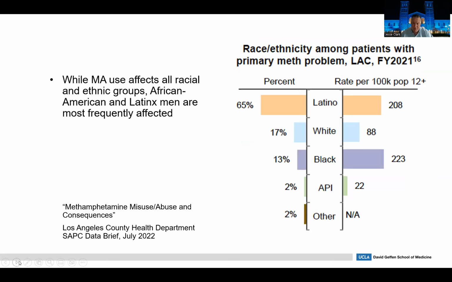And you can also see the racial disparities. So it primarily affects Latino and African American communities. You may say that there's a lot of Latinos in LA. This is not very surprising, but when you look at the representation per population, there's 208 per 100,000 Latino individuals and 223 African American. So you can see a radical overrepresentation of these groups among the people reporting meth use as a problem. Next slide, please.